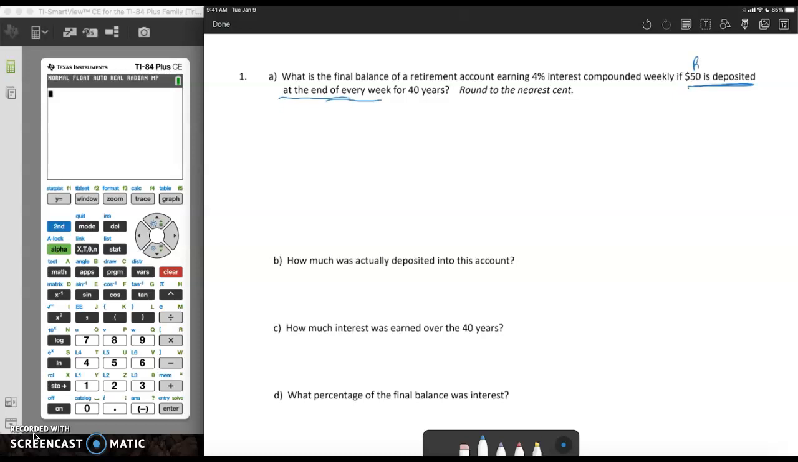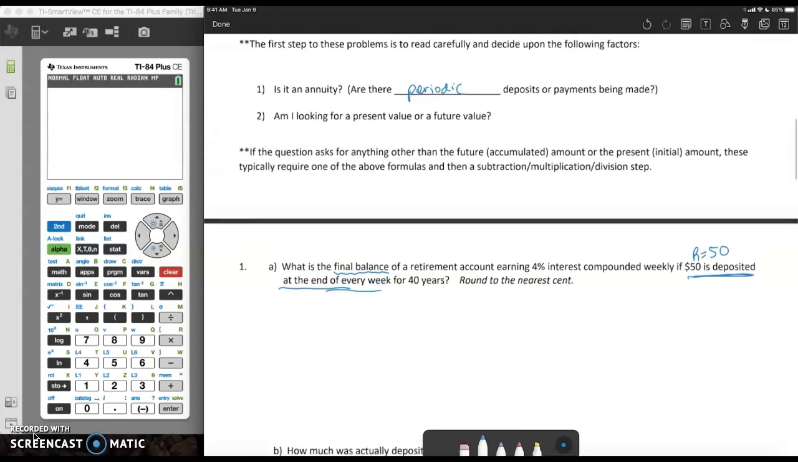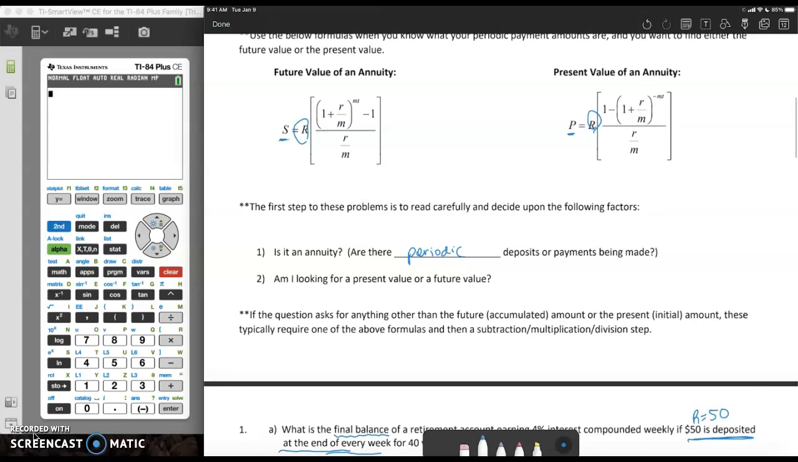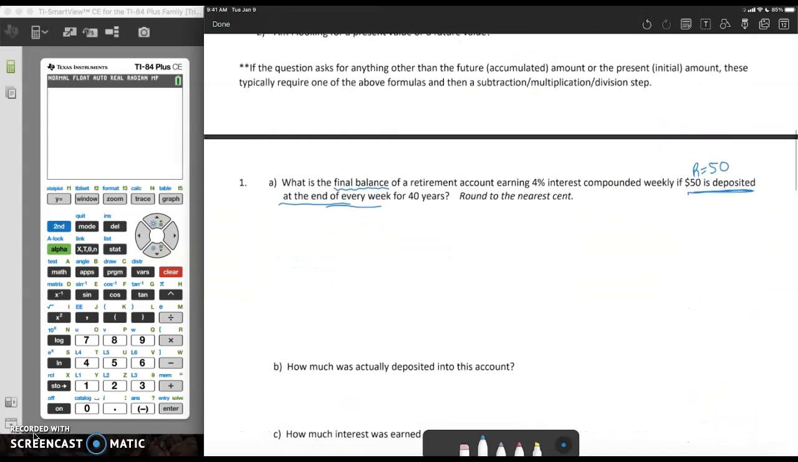So this is our big R, $50. We are looking for the final balance. So we are, in this case, looking for the future value of this annuity. So we are looking for what we call the S in this case. We have the interest rate of 0.04. This says at the end of every week, so the periodic payments are the same as your compounding, so this is the same weekly. So that would be 52 times a year for a time of 40 years.